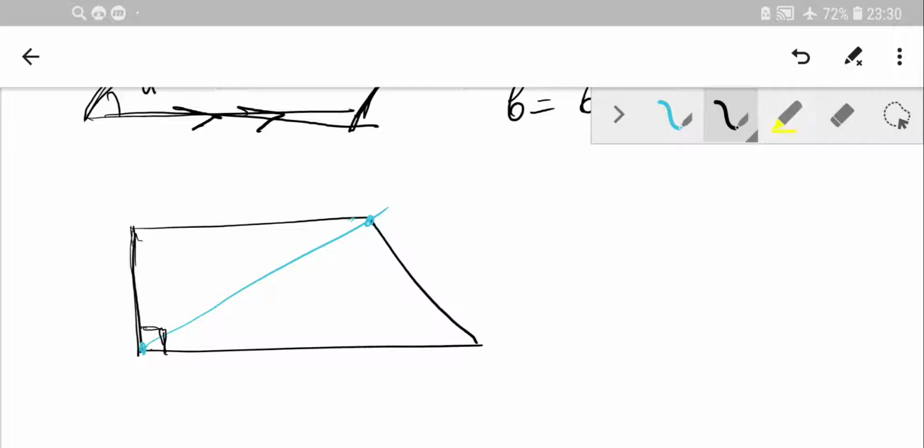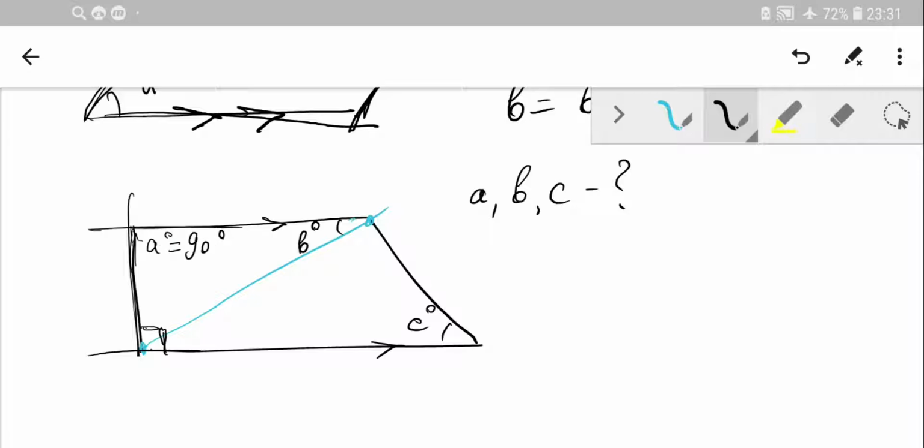So in a trapezium, you know that the two bases are parallel lines. Let's say you don't know this angle, and maybe you don't know this angle, and probably you don't know, let's say, this angle C. So try to find all of them. Try to find A, B, and C. Okay, so what to do? You know that because of two parallel lines and the second line, you consider A to be 90 degrees. So what about B?